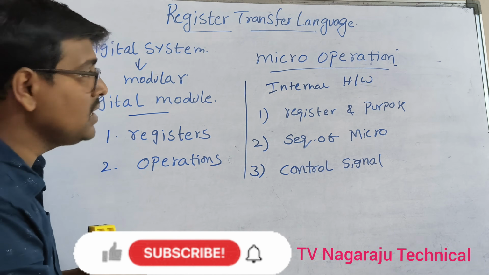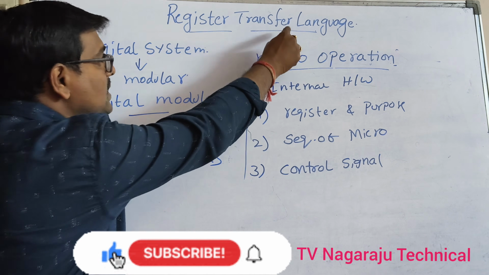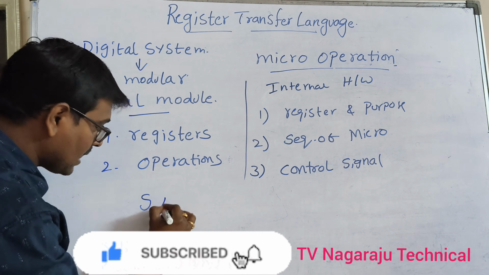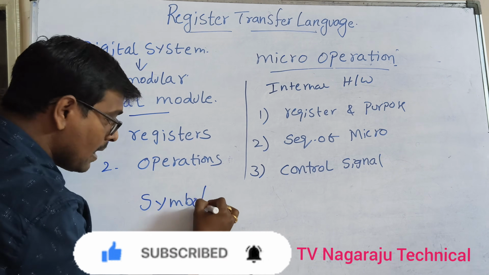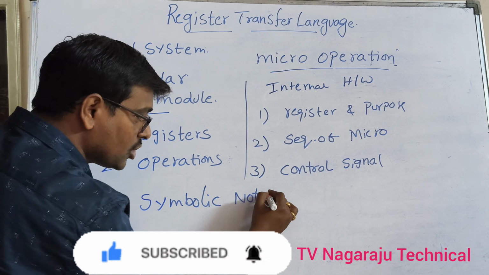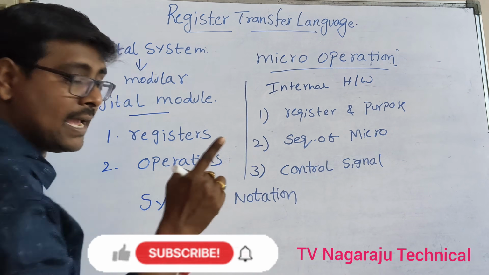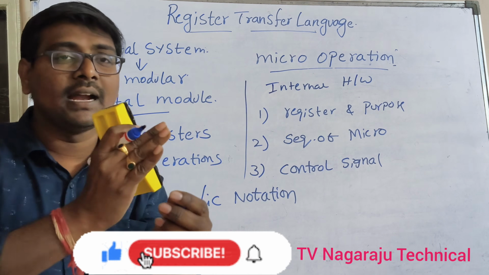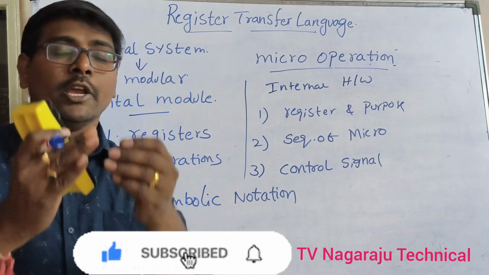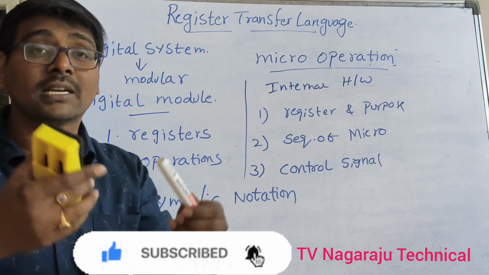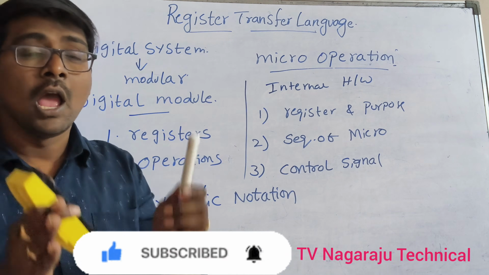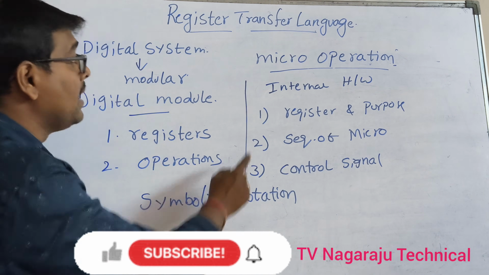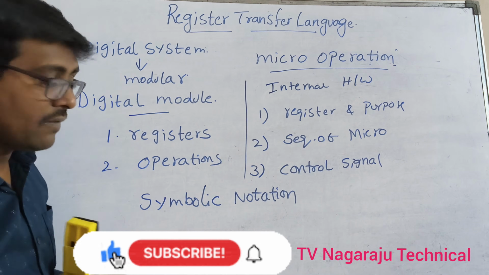Now the question is, what is this register transfer language? Register transfer language is a symbolic notation. It is simply a symbolic notation used to express the data transfer between the registers, and used to express the operations that are performed in the registers. All those things are represented in a symbolic format. That is register transfer language.